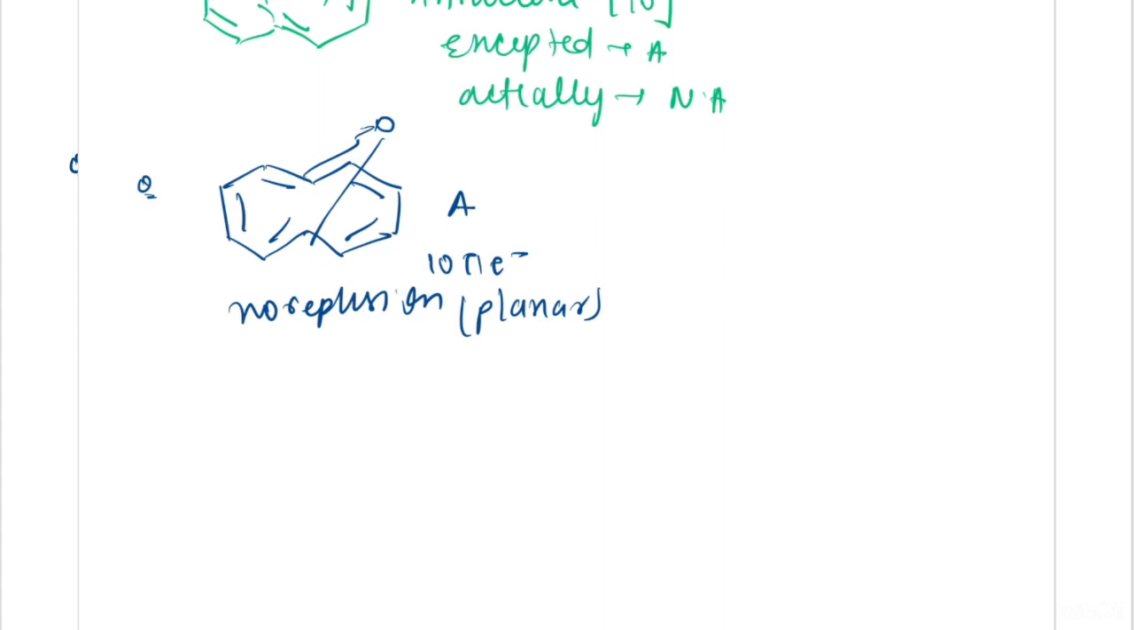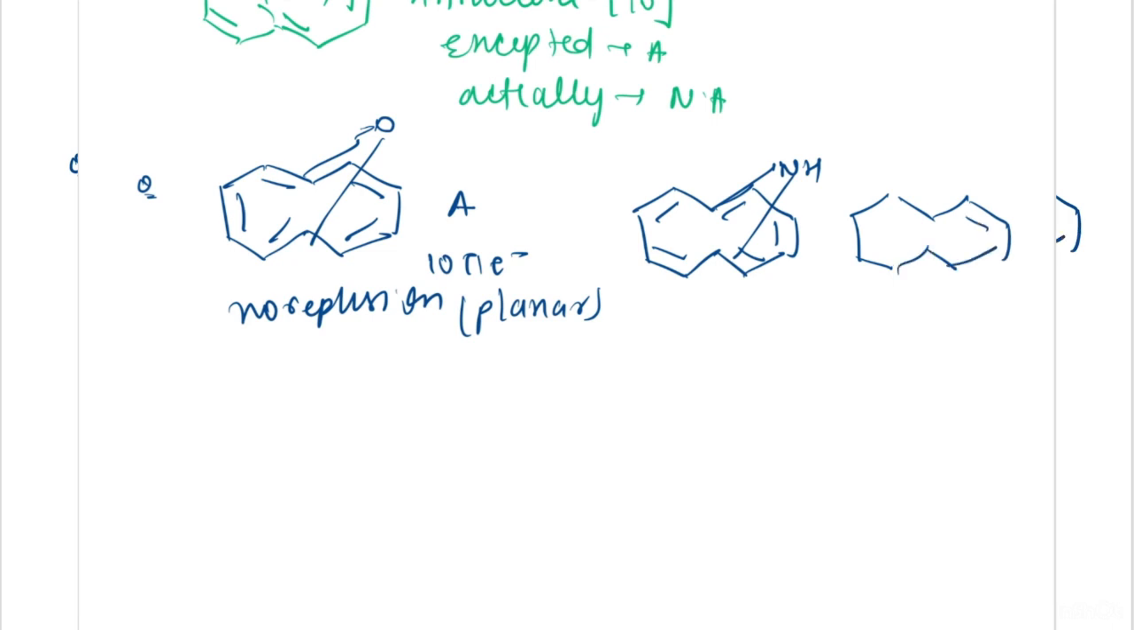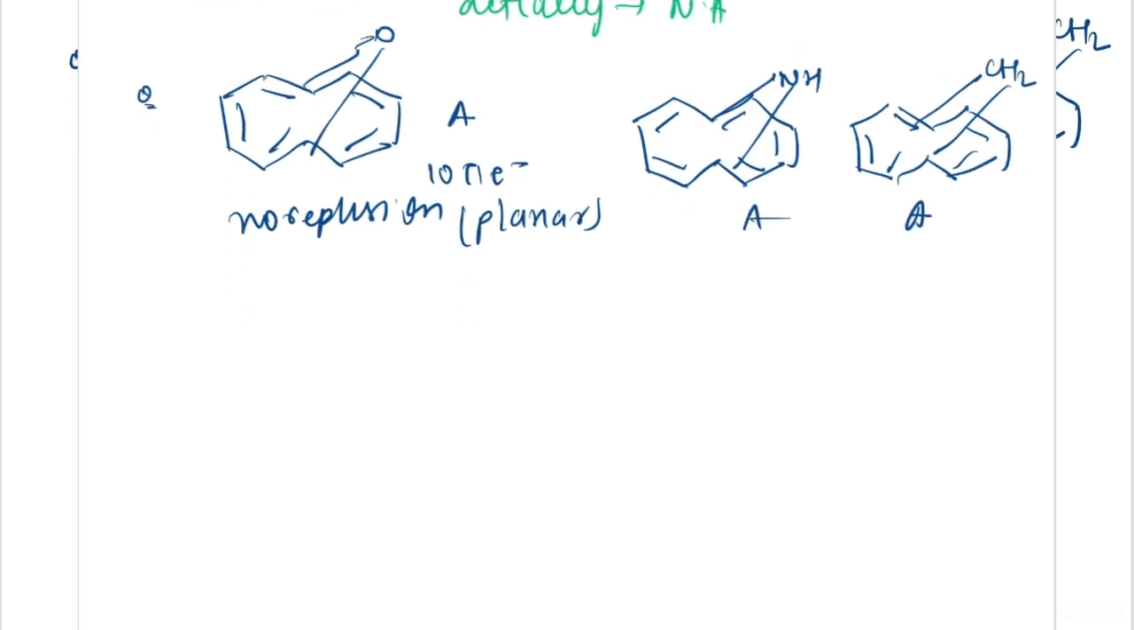Similarly, if we have an NH group over here, it becomes planar. Similarly, if we have a CH2 group over here, it becomes planar. Aromatic. Now we have two CH3 groups. It is non-planar.